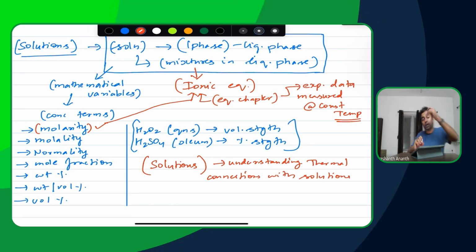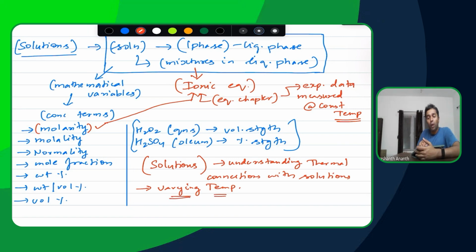So when you want to understand the thermal connection with solutions here, what do you now do? You basically go into the next aspect, which is the next set of mathematical functions you're going to be doing. Here you're going to be varying temperature. So if we are varying temperature, then which property will be maintained constant?